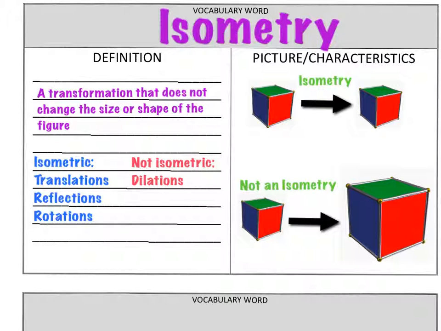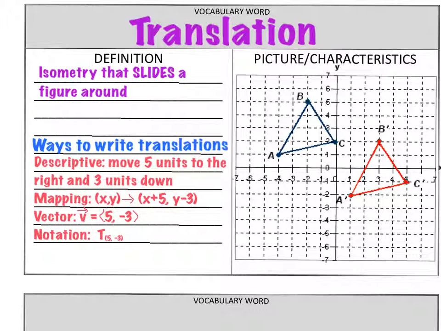So that's why you call these 3 transformations isometries. They're isometric. A dilation takes an object or figure and enlarges or reduces it. So it does change the shape, changes the size. So it's not isometric. It's not an isometry. So dilations are not isometries. Okay, so today we're going to be looking at 2 different transformations. We're going to focus on the translation and on the reflections.